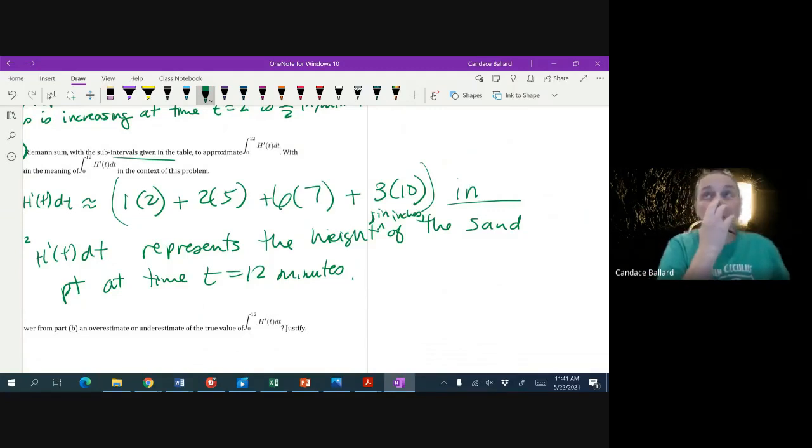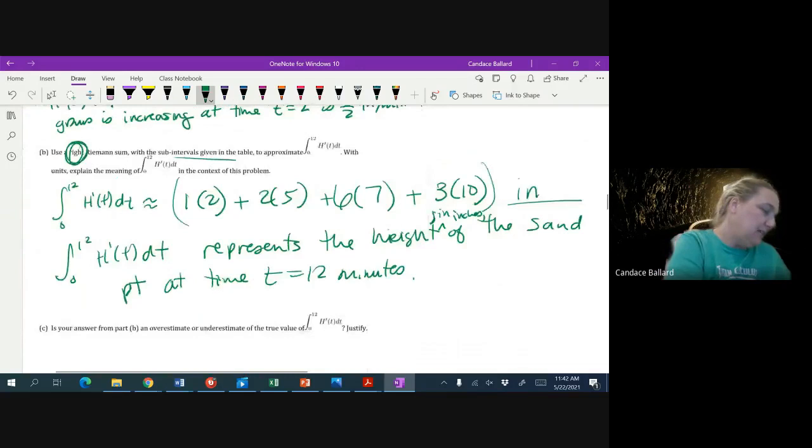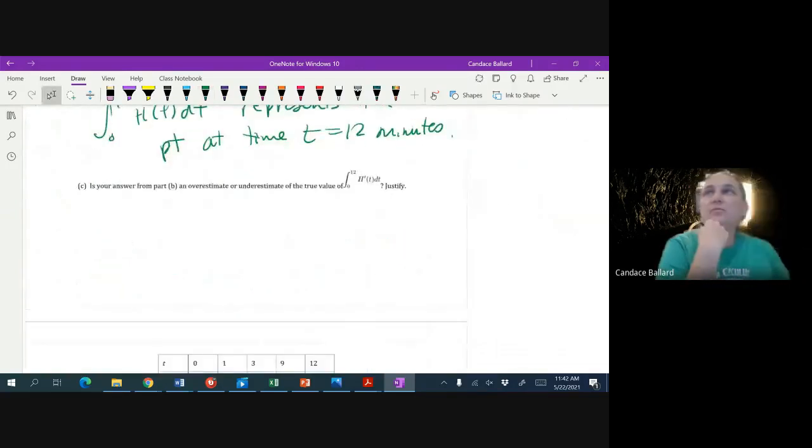Okay. Look at part C. So part C is asking, did we have an over or an underestimate? I want to hear from you guys. What do you guys think this is? Over or under? Over or under? Okay, so the big question is, why is it an over or under?